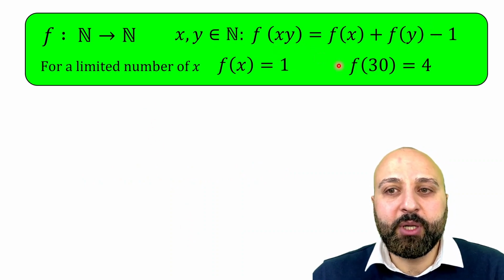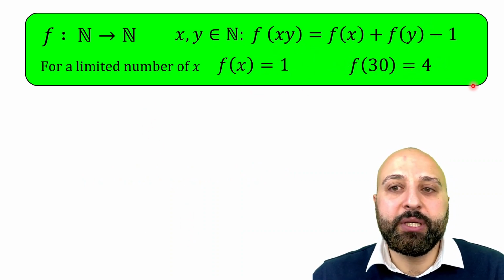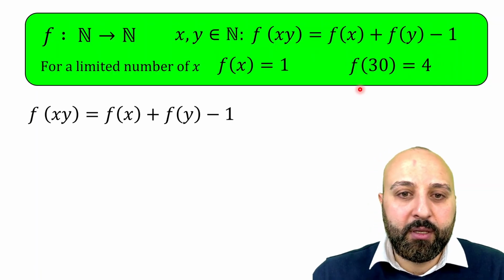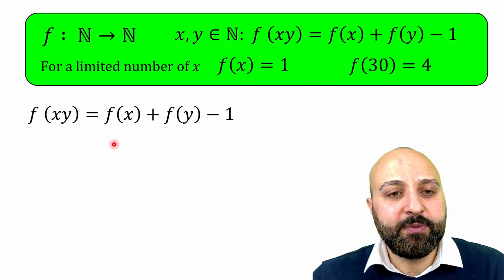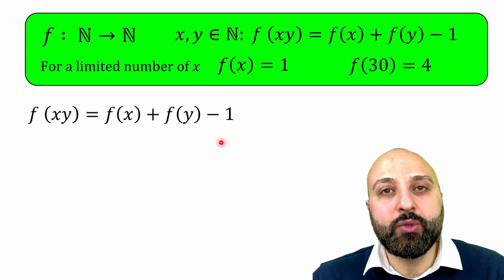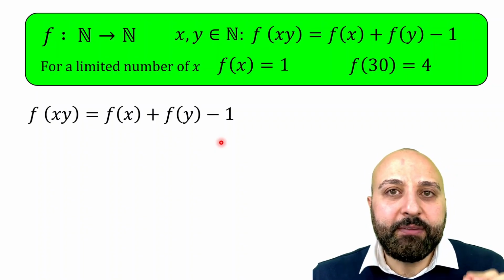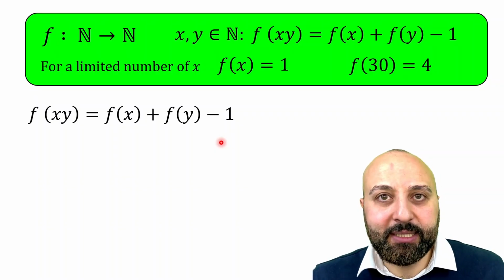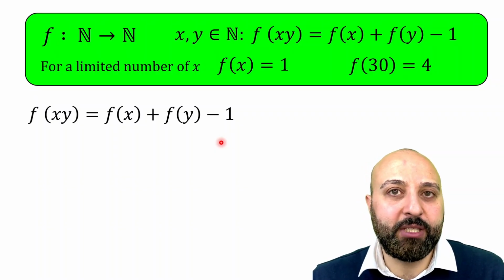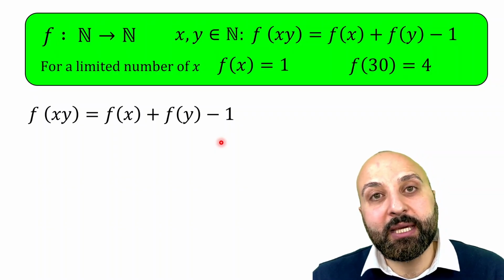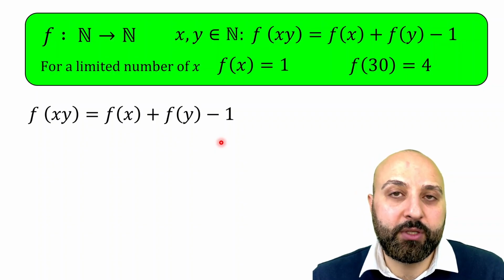This is our function properties and the values we know, at f(30). Okay, so we have f(xy) is equal to f(x) plus f(y) minus 1. Usually with questions related to obtaining a function or a polynomial, we need to put different values into the properties that are given and try to extract new information. And based on that new information, maybe we can guess what the general formula for the function is.